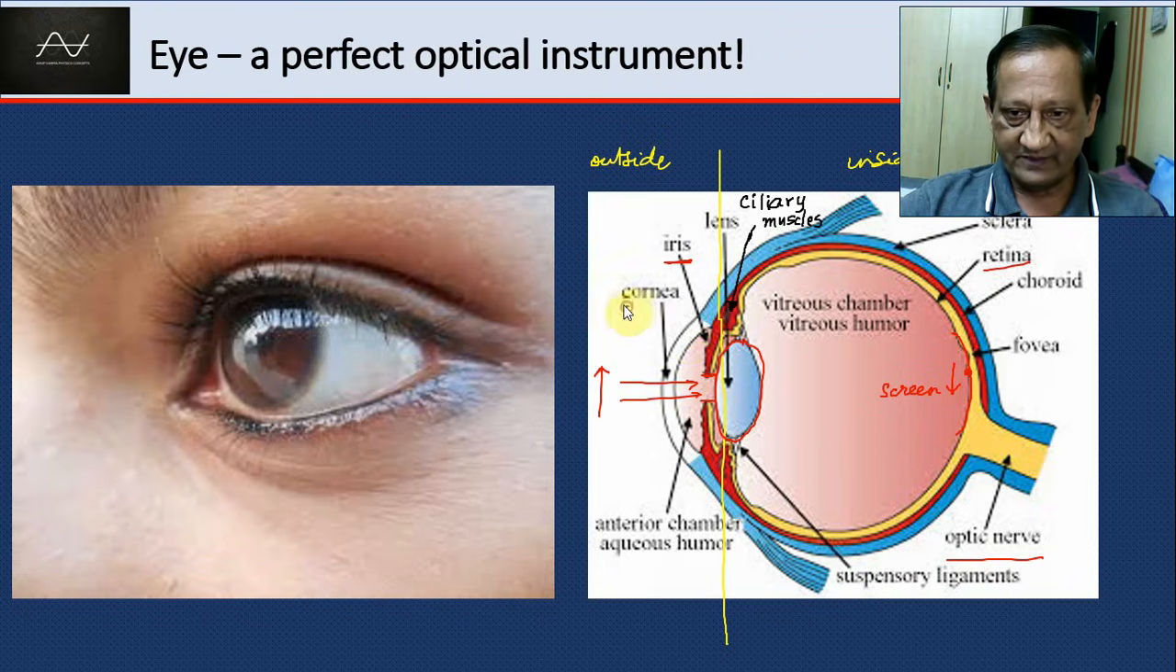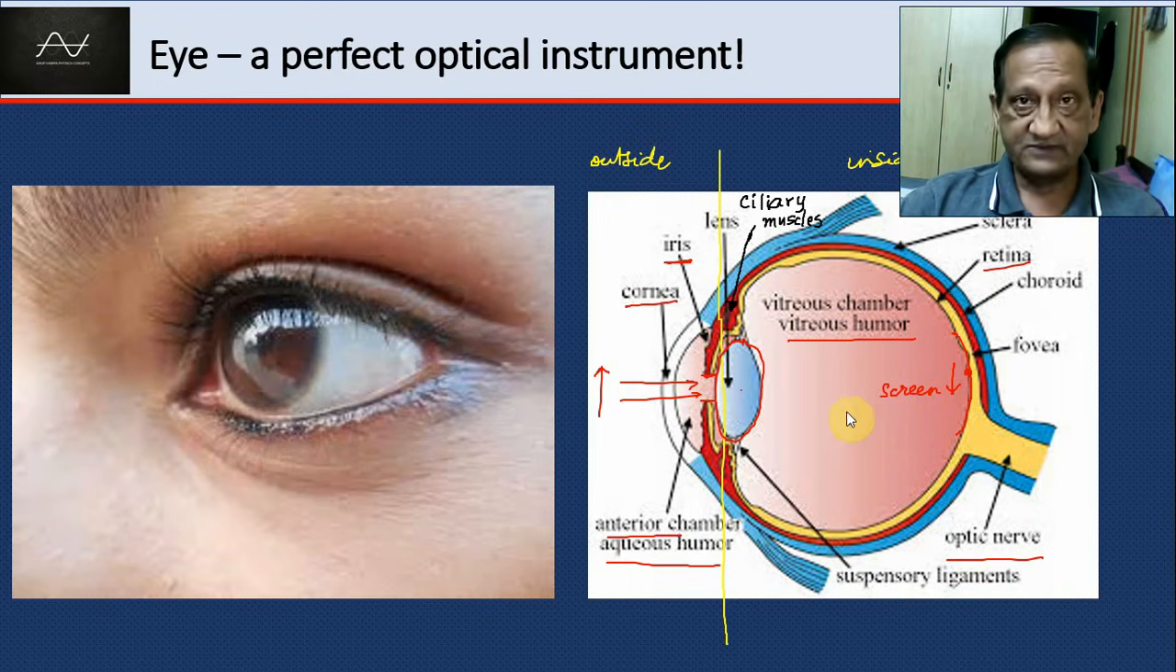Then there's a transparent outer layer called the cornea. There is a transparent part here which is a fluid called aqueous humor, in this anterior chamber. Behind the lens also there is a transparent fluid called vitreous humor, and that is called the vitreous chamber. And the lens is convex, but it is not made of glass, it is made of organic matter whose shape can be changed. And the shape is changed by these muscles called the ciliary muscles, and they perform a very important role.